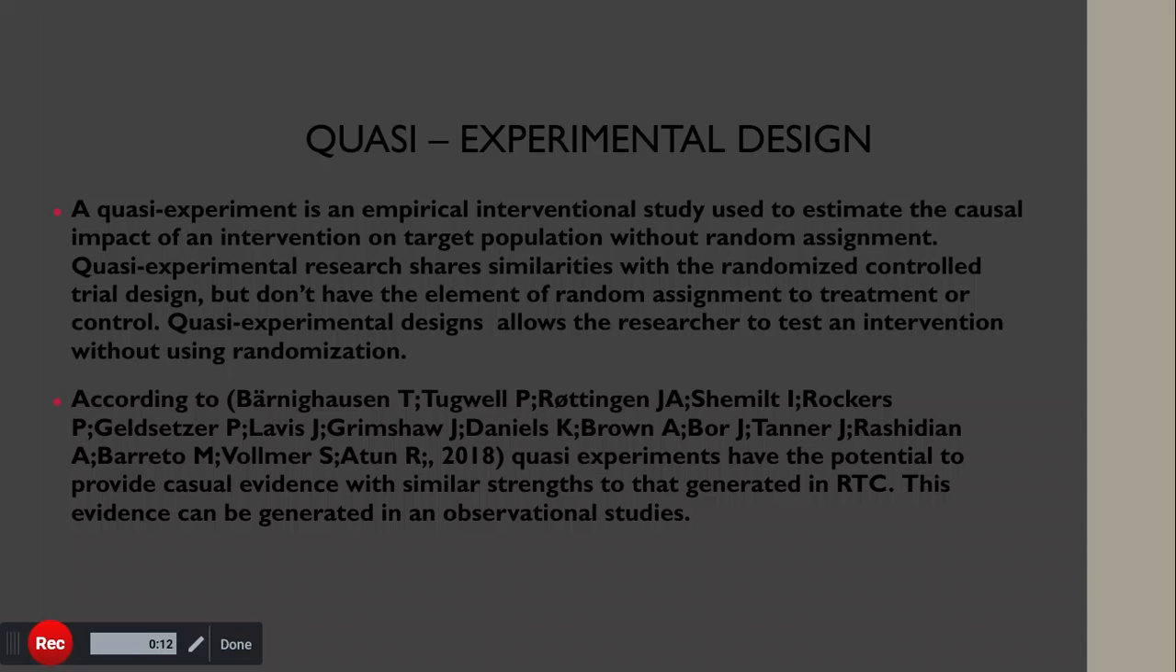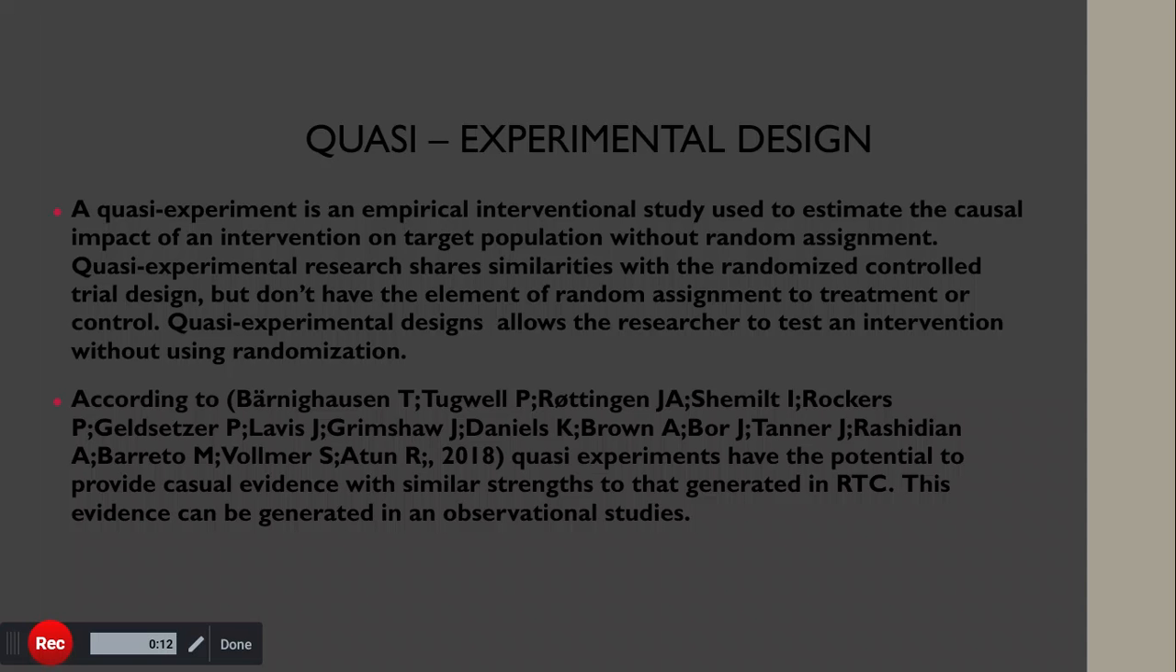A quasi experiment is an empirical interventional study used to estimate the causal impact of an intervention on a target population without random assignment. Quasi experimental research shares similarities with the randomized controlled trial design, but doesn't have the element of random assignment to treatment or control. Quasi experimental designs allow the researcher to test an intervention without using randomization.